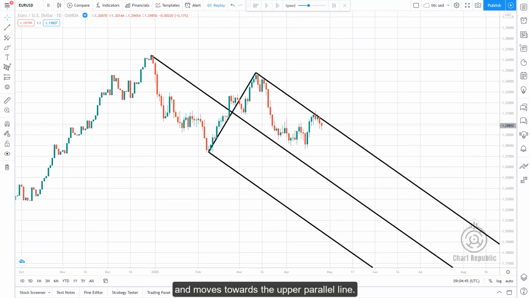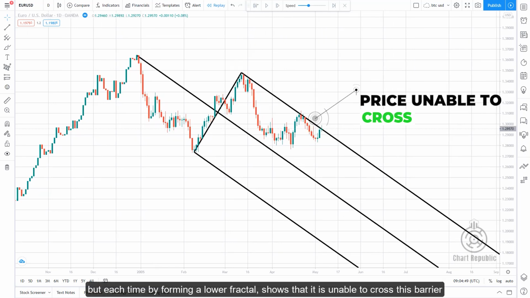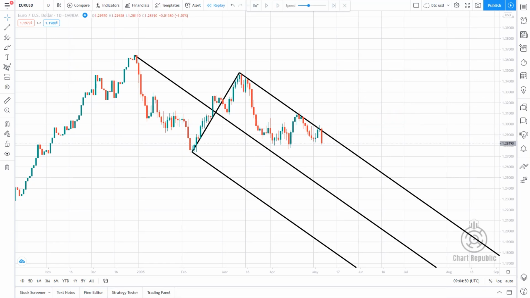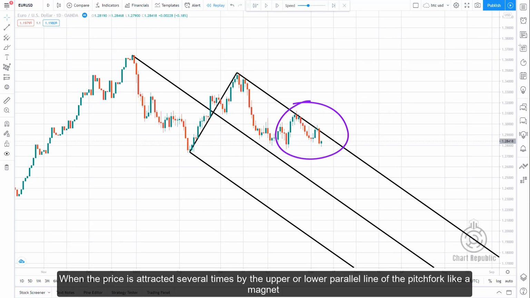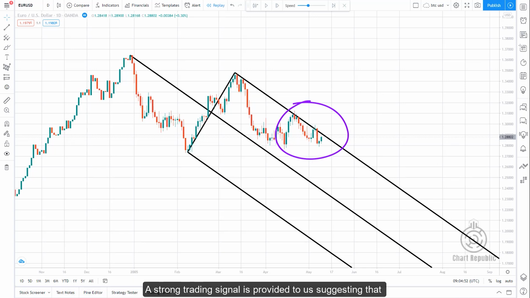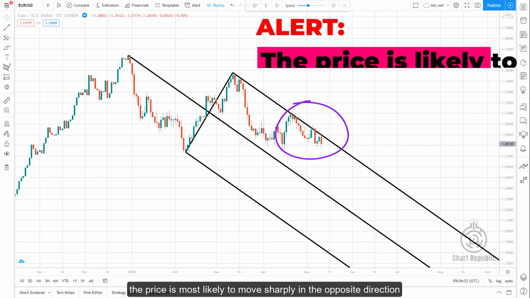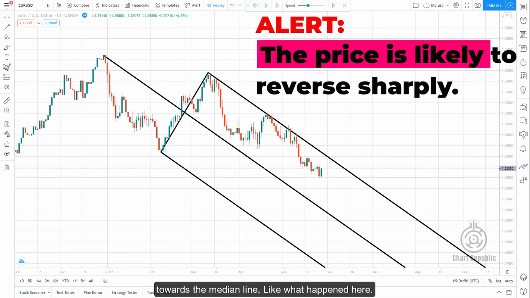parallel line. The price attempts to pass this line 3 times, but each time it forms a lower fractal, indicating it is unable to cross this barrier. When the price is repeatedly attracted to the upper or lower parallel line of the pitchfork like a magnet and fails to cross it, a strong trading signal is generated. This suggests that the price is likely to move sharply in the opposite direction towards the median line, as demonstrated in this example.